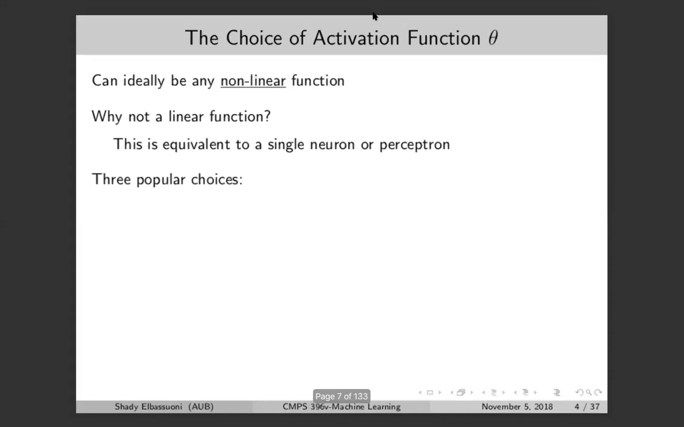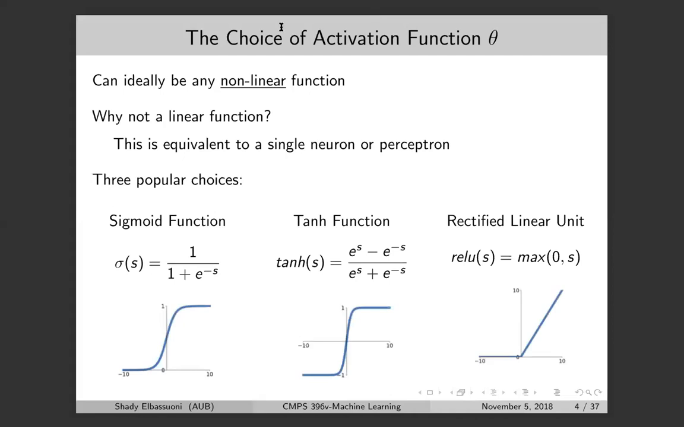So, three popular choices: I have the sigmoid function, the tanh function, and the rectified linear unit. This is the sigmoid, this is the tanh, and this is the ReLU. Sigmoid, we've seen before, where? Logistic regression, excellent. Logistic regression uses the sigmoid function. It squashes the signal between 0 and 1, so it's a probability. It takes a signal and turns it into a value between 0 and 1. The tanh, the one we played with in the previous set of slides, squashes the signal between -1 and +1.